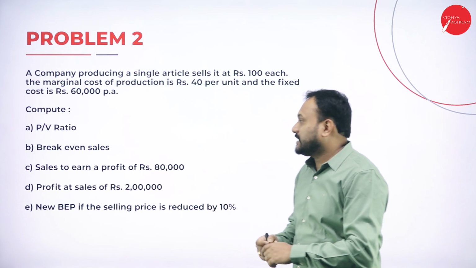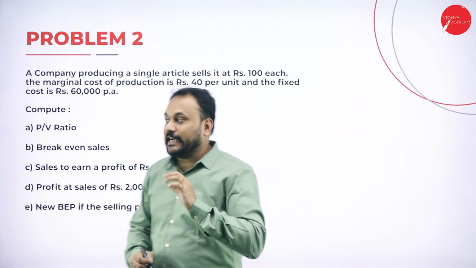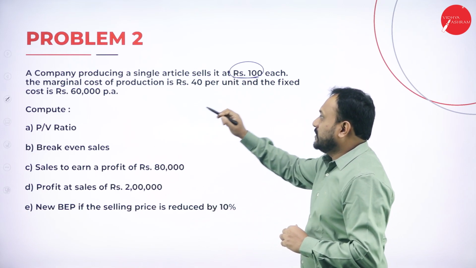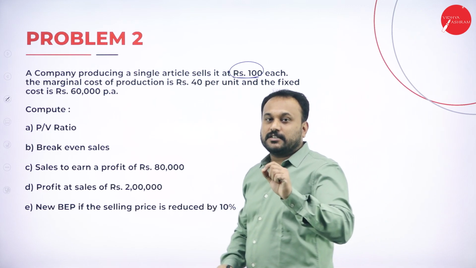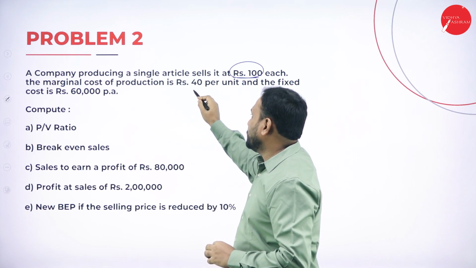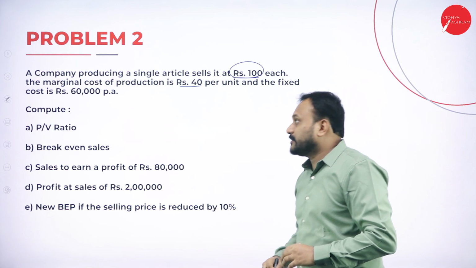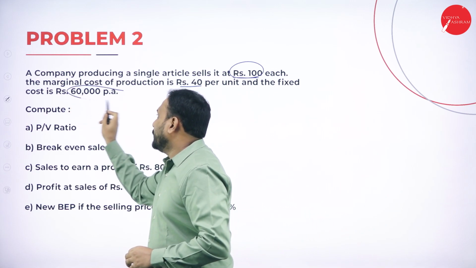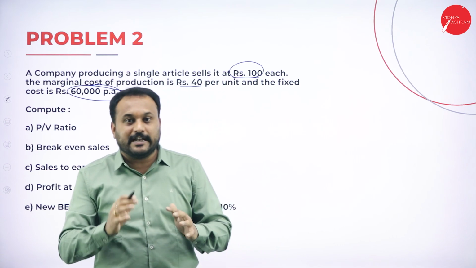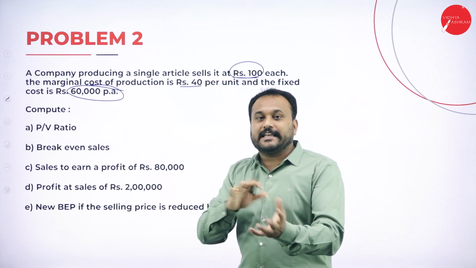A company producing a single article, again, is the same way. That is, you have a single article at rupees 100 each. The marginal cost, I told you marginal cost is also known as variable cost of production, is rupees 40 per unit and the fixed cost is rupees 60,000 per annum. Earlier we had 40,000 per annum, now it is 60,000 per annum. See, the questions will be just like this. The numbers here and there will actually change.